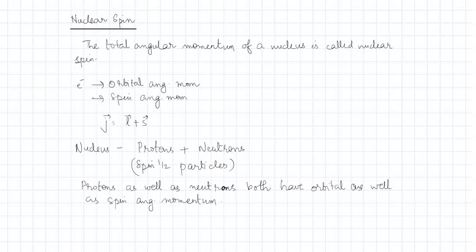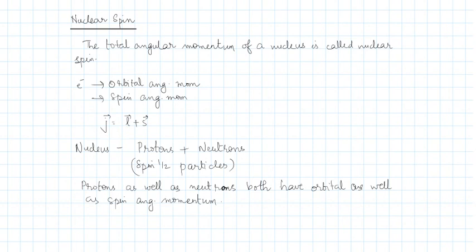Let's discuss a topic called nuclear spin. Nuclear spin is nothing but the total angular momentum of a nucleus. We know that for an electron, there is orbital angular momentum and spin angular momentum, and the total angular momentum is a resultant of both these.